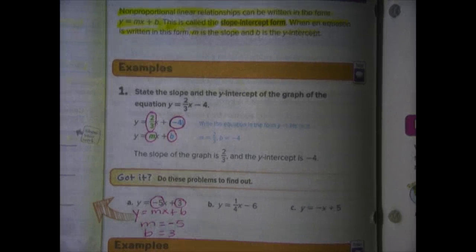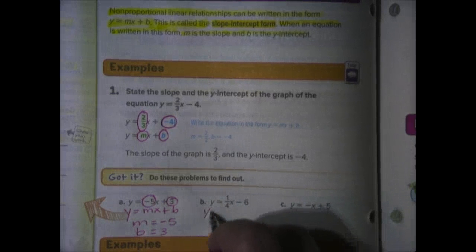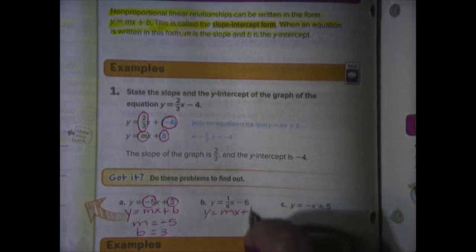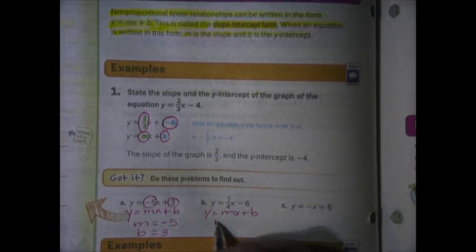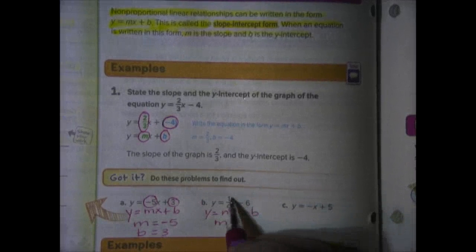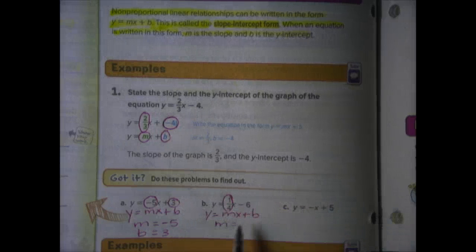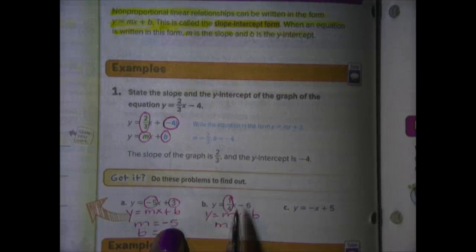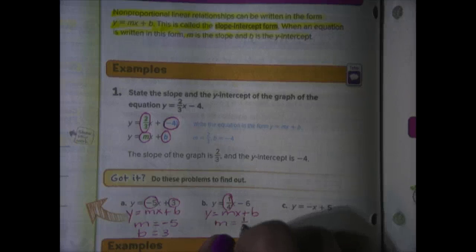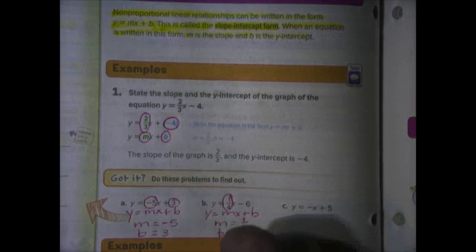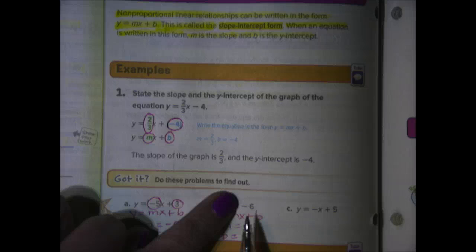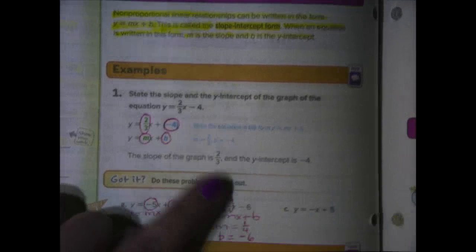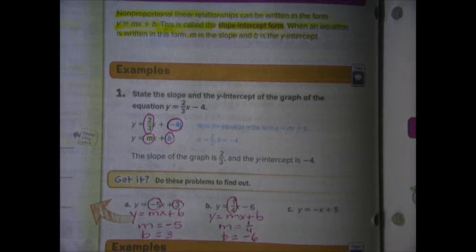Let's look at letter B. y equals mx plus b. So if we want to know what the slope is, we're looking at the number that comes before the x. Now notice that I'm not including the x in this. It's the number, or the coefficient, the number that comes before the variable. So the slope is 1/4. And the intercept, again, let's take a look at it. Is this a positive 6 or a negative 6? Well, we all know it's a negative 6, so our y-intercept is negative 6.